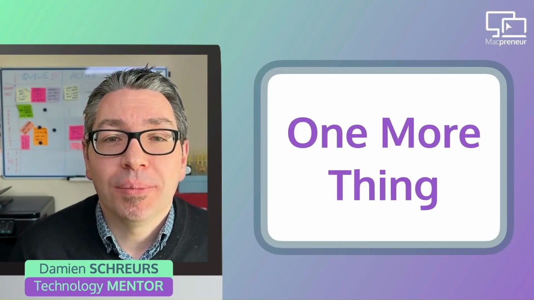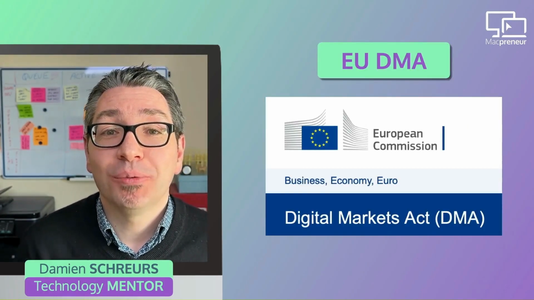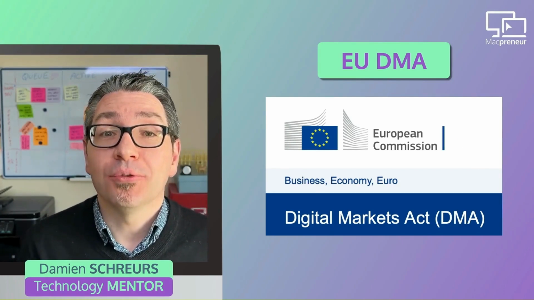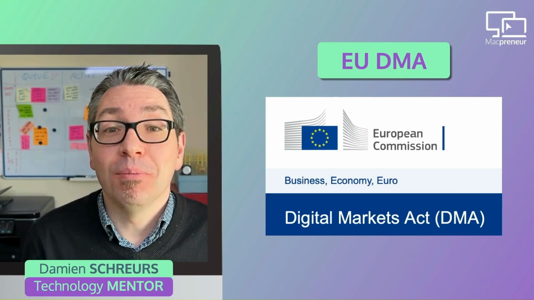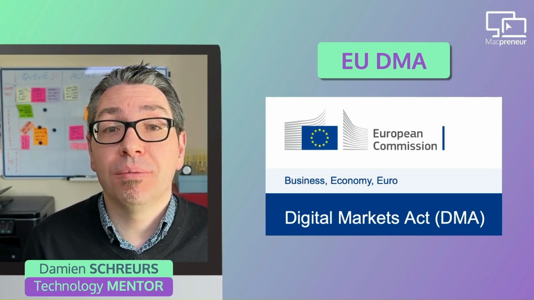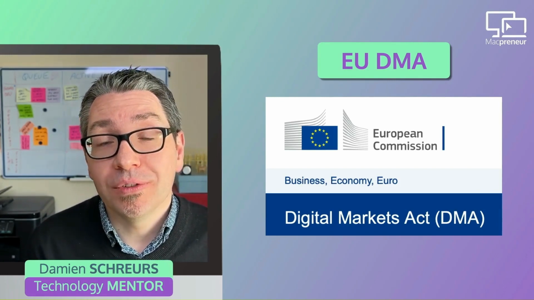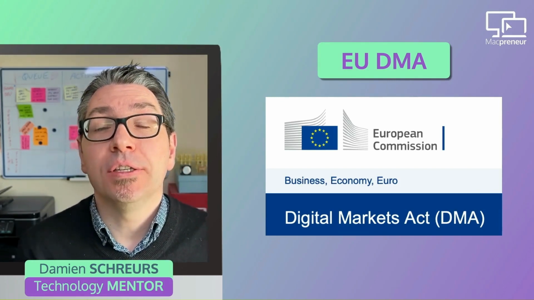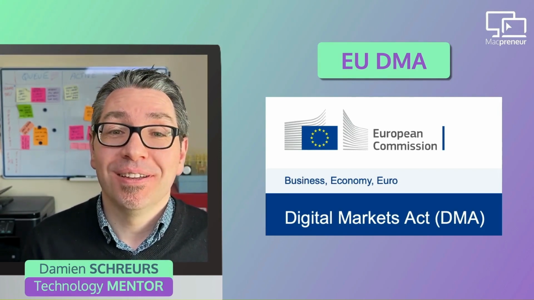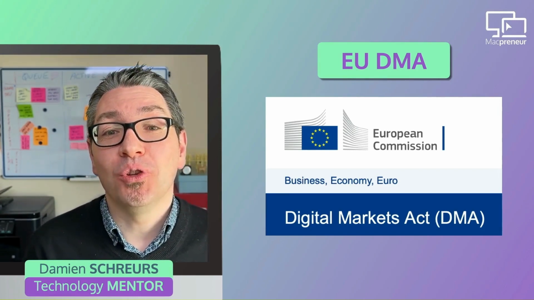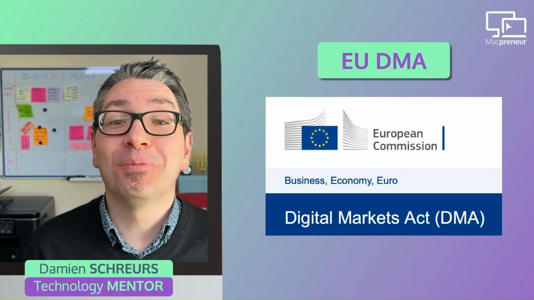So before the recap, there is one more thing that I'd like to mention. Since March 2024, large actors in the digital economy, like Apple, Google, and Microsoft, must comply with the Digital Markets Act, or DMA in short. The goal of this EU legislation is to regulate the power of so-called gatekeepers, which are companies that serve a huge amount of people, and by huge I mean hundreds of millions of people.